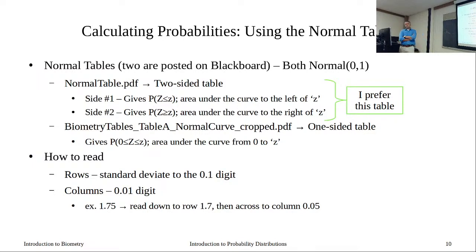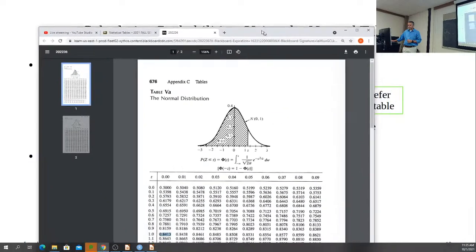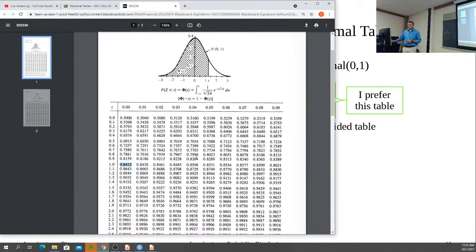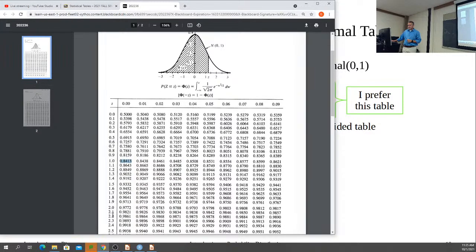All right. On this table, side one gives it to the left of our value. The second page gives us to the right of our value. So how do we read it? We read it by reading down the column and then reading across the row. These values represent z. These are the tens digits. And then when we go to the hundredths place, you can see the hundredths digit across the top.